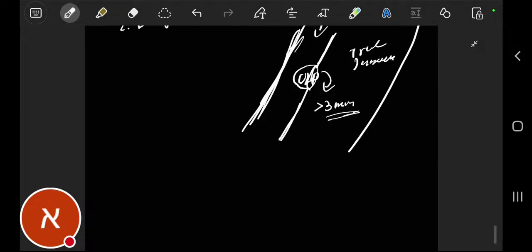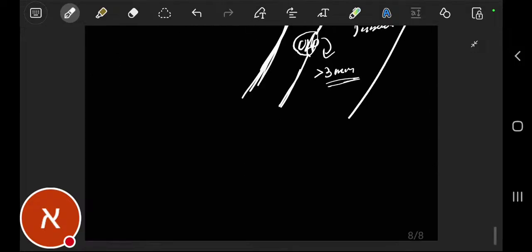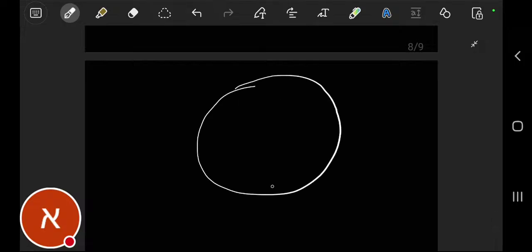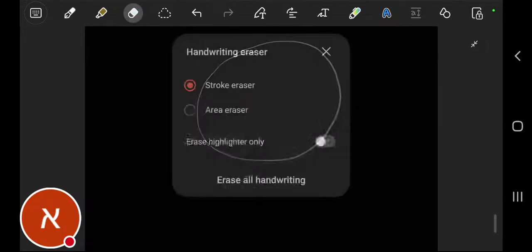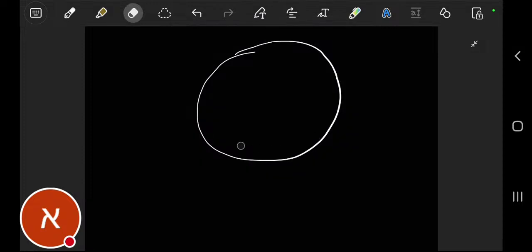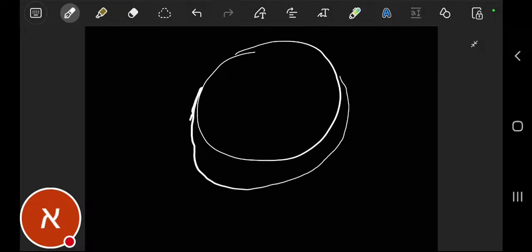Now, if we look at it on axial image, we can see something like this. Maybe I'll use the area eraser. This is like the aorta. Now, this is the crescentic shaped intramural hematoma, something like this.